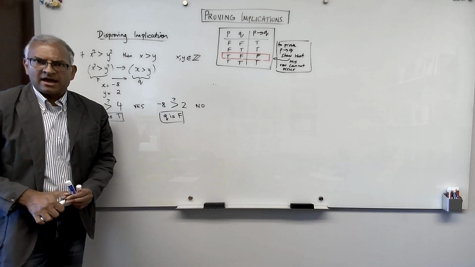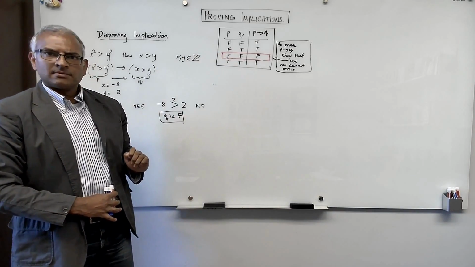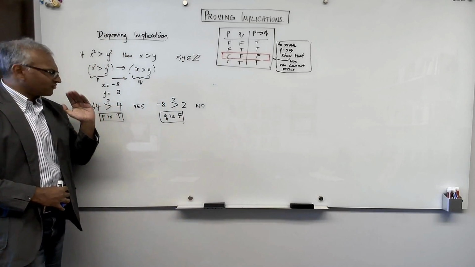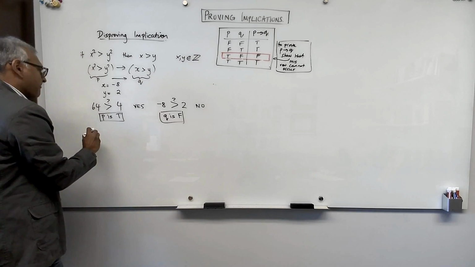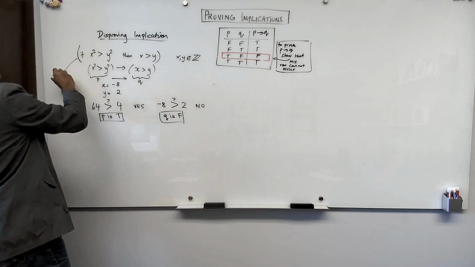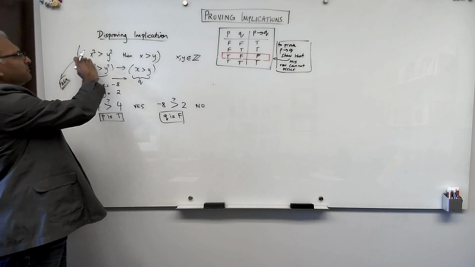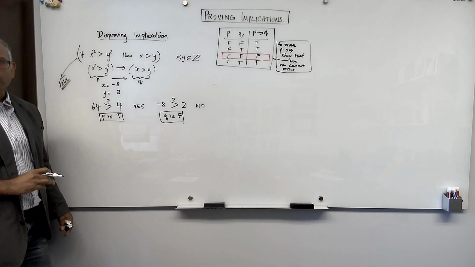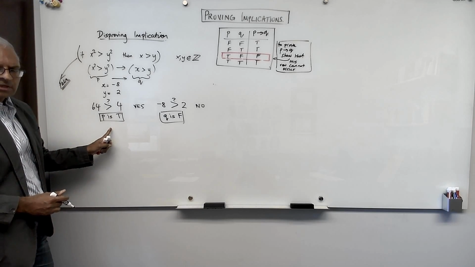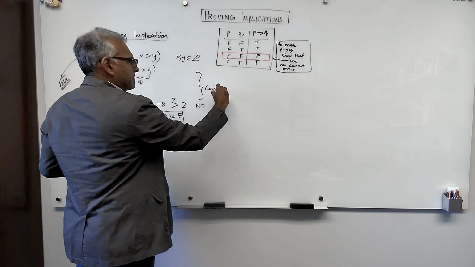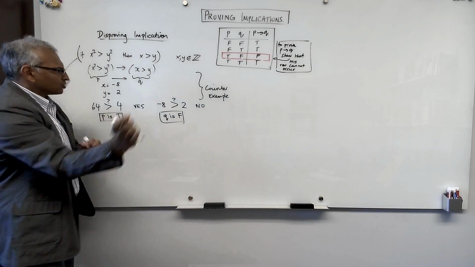I've managed to find a situation where this row has occurred. P is true, Q is false. That means that the implication for that world is false, and if it's false for any world that we can construct, then it's false in general. So this implication is false. You can think of such implications as saying for any x and y, so they're implicitly quantified. The way we showed it's false is to find a single world in which it is false. This is called a counterexample. A single counterexample suffices to show that an implication is false.